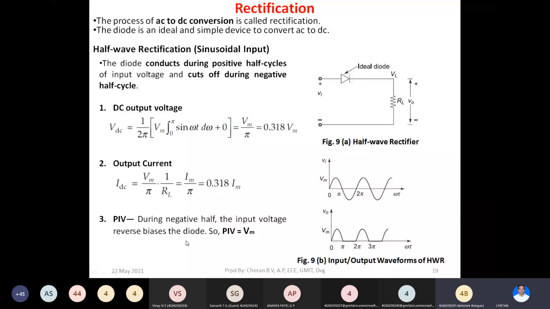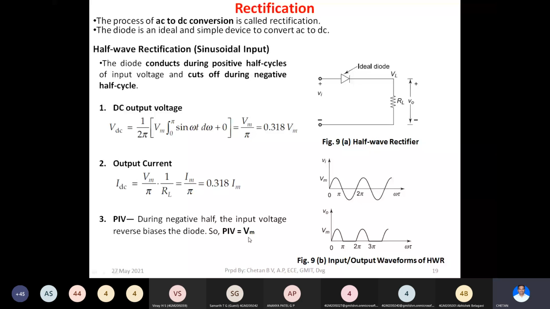Peak inverse voltage is the maximum reverse voltage that a diode would experience, and during the negative half cycle you would experience Vm. So here you can see the peak value in the negative half cycle is Vm. Therefore, peak inverse voltage is Vm.